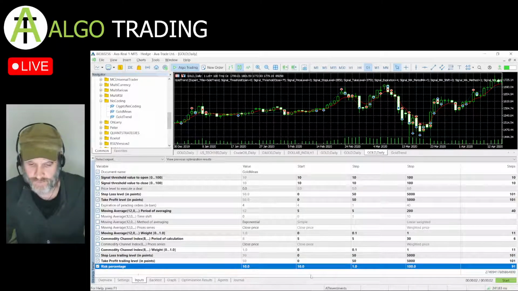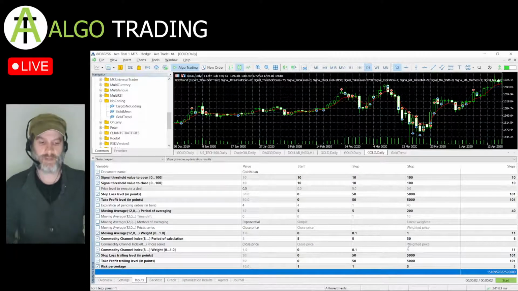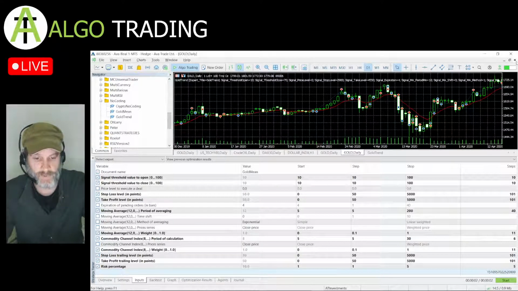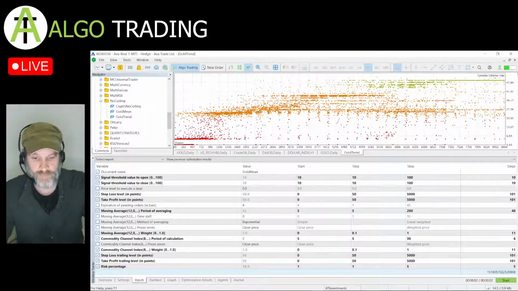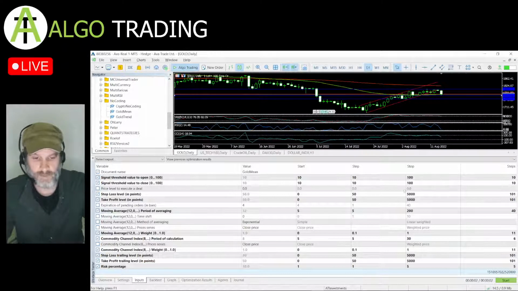Okay, and then risk, we're going to start at 1. We're going to go up in steps of 1, and we're going to go to 5. Okay, so there's our optimizations. Let's run it. Let's hope we get some better results than with the trend follower. Alright, let's start this.